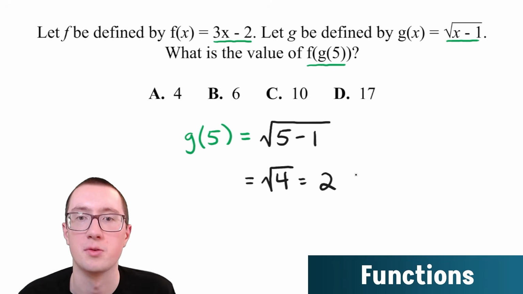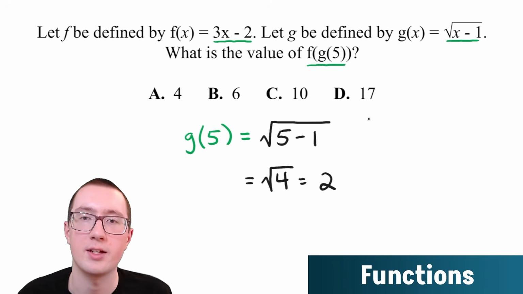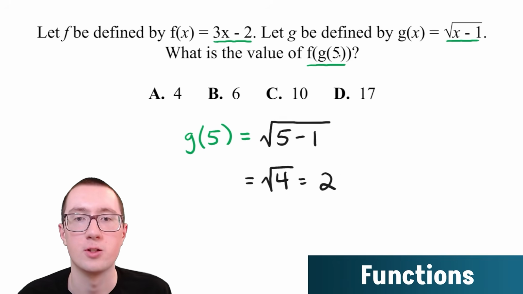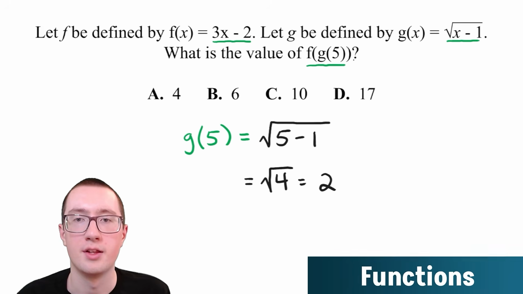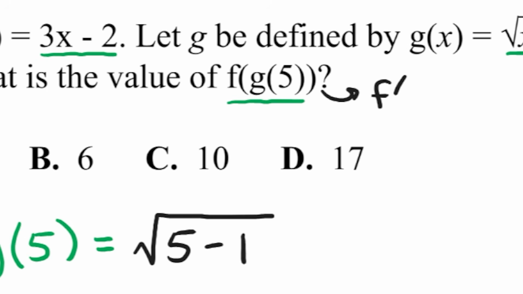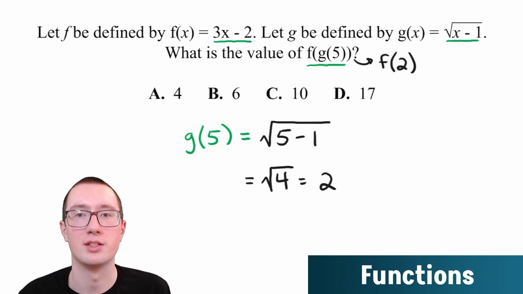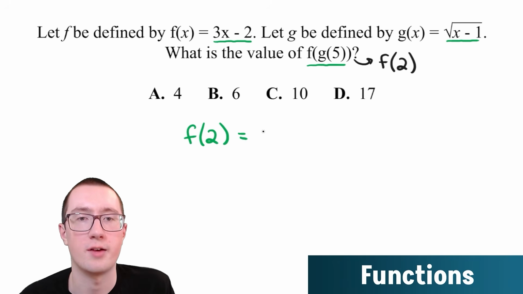The square root of 4 is 2. Now remember, that's not our answer because that just tells us what g of 5 is. So if g of 5 is 2, then this is the same as f of 2. So now we have to figure out what f of 2 is, and that's going to give us our answer. So what is f of 2?